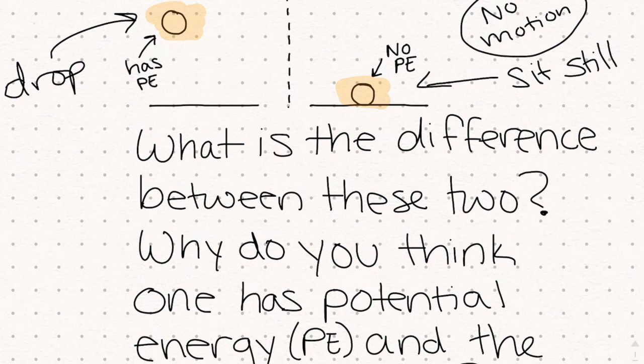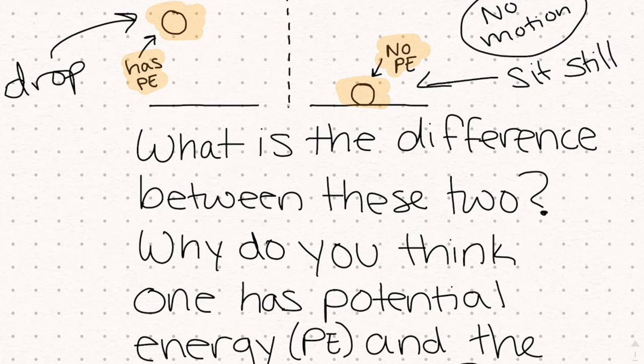Now that's going to become something really important for us, because our question is, what's the difference? Well, we found the difference. One's above the ground, one's on the ground. And then we're told that one of them has this thing called potential energy, and one of them doesn't. So I'm asking myself, why do I think that? Just looking at what I know, I think that one must have potential energy because it's off the ground, because right now that's the only difference I can see.